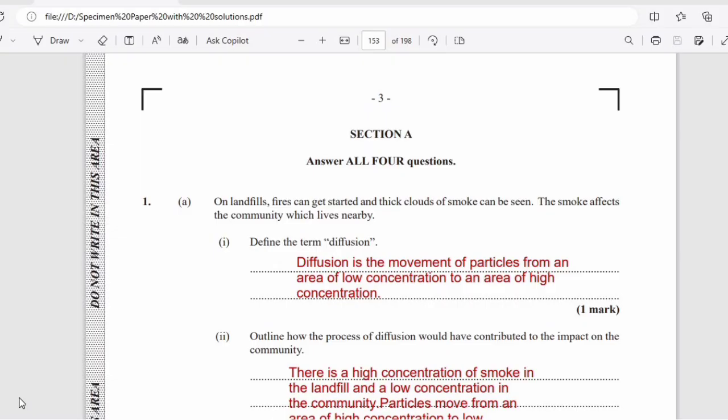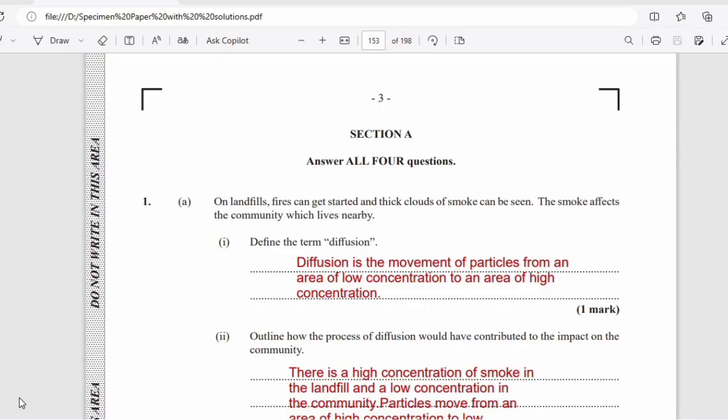Answer all 4 questions. On landfills, fires can get started and thick clouds of smoke can be seen. The smoke affects the community which lives nearby. Define the term diffusion. Diffusion is the movement of particles from an area of low concentration to an area of high concentration. That's 1 mark.